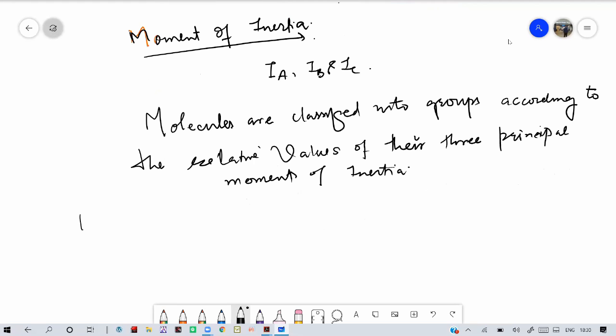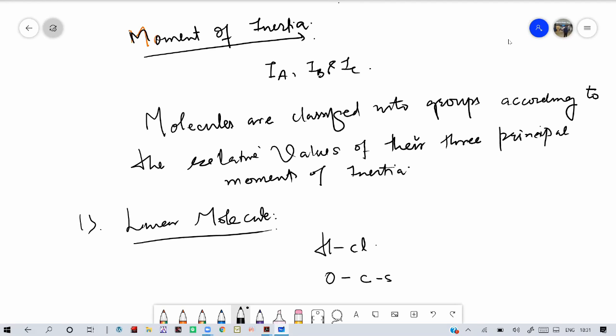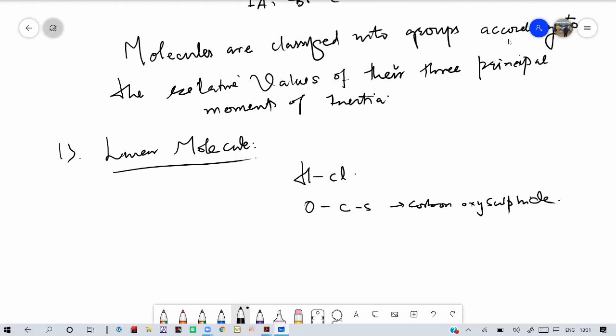Okay, now the first one. I will quickly define these few basic concepts. Linear molecule. According to the name, you can see that all the atoms are arranged in a straight line. For example, HCl, hydrogen chloride, and carbon oxysulfide, that is OCS. These are some of the examples of linear molecules. There are more examples to this list, but I am mentioning these two which you will find easily.